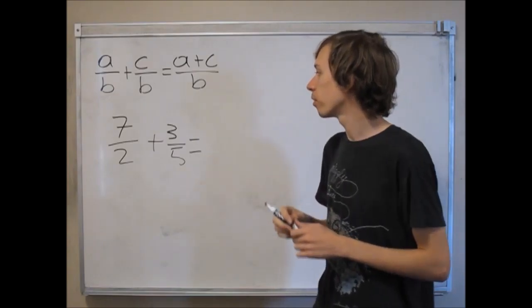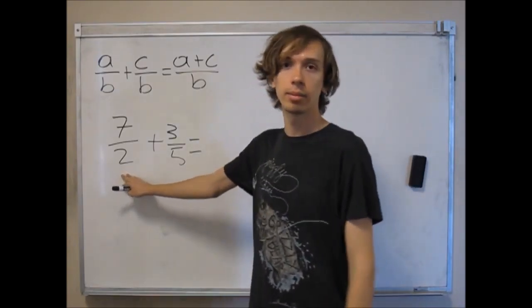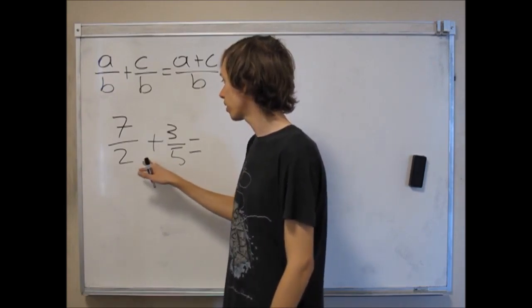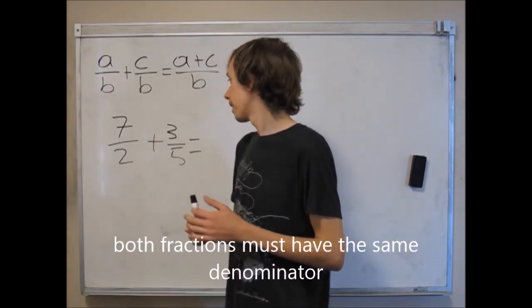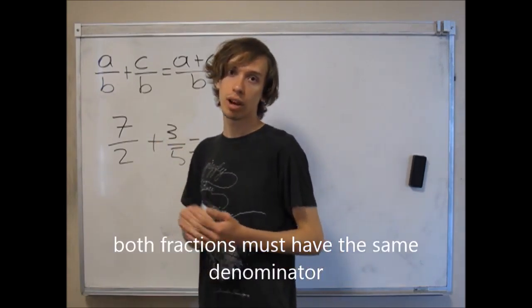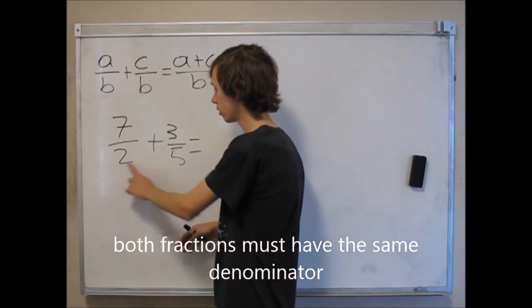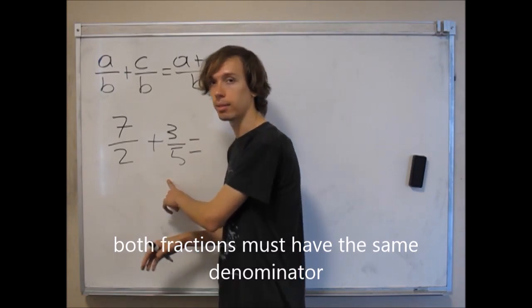So let's try a problem where the denominators are not the same, like here. So this denominator is a 2, this one's a 5. So if they're not the same, we're going to have to make them the same. And to do that, we're going to find the lowest common denominator. So what that is, that's basically the lowest multiple of these denominators that is the same.